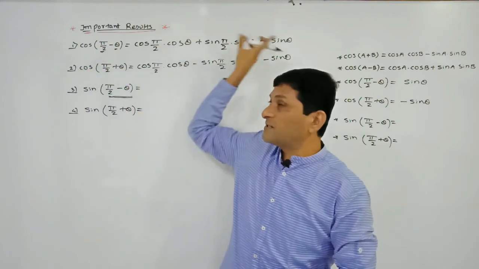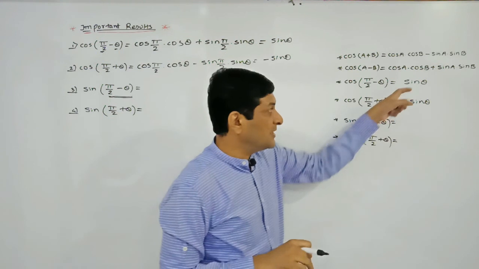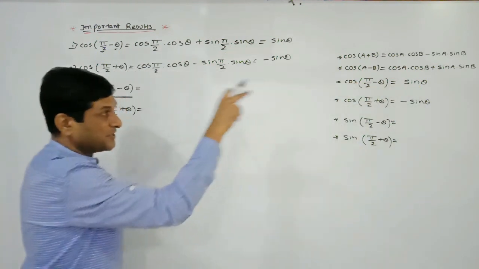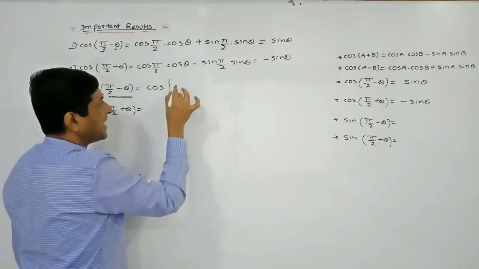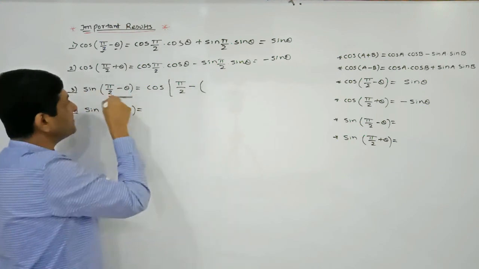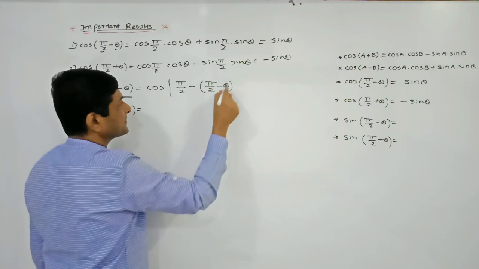Cos pi by 2 minus theta is what? Sin theta. So this sin theta is equal to cos pi by 2 minus theta. According to this formula, its value is equal to cos pi by 2 minus theta. But what is the value of theta here? Theta is pi by 2 minus theta, isn't it?